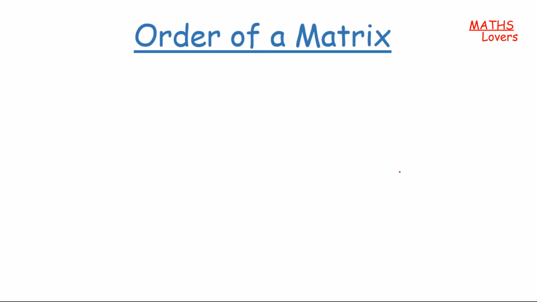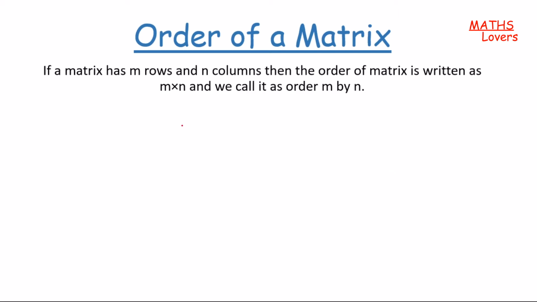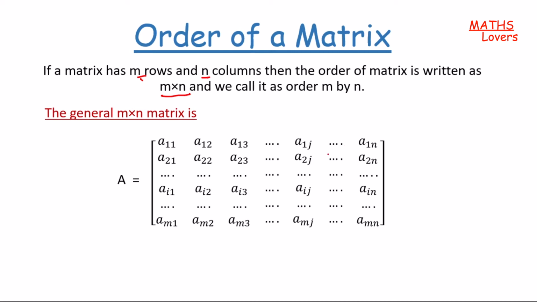Now let's proceed to the order of the matrix. If a matrix has m rows and n columns, then the order of the matrix is written as m cross n, and we call it order m by n. The general m cross n matrix is A equal to this. Suppose a matrix having order m cross n will be of the form like this.